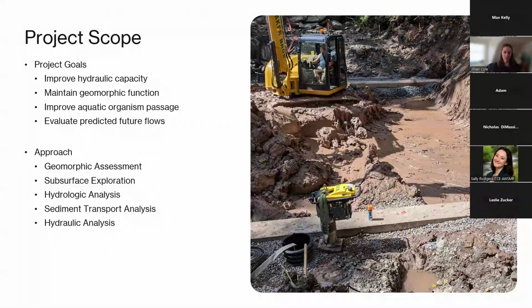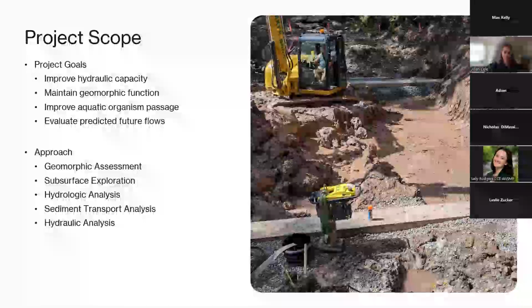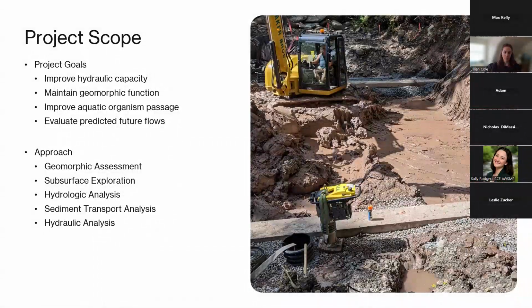In terms of the project goals: improve hydraulic capacity for this constriction, maintain the geomorphic function, so really wanting to mimic the bed form that was present both upstream and downstream of this crossing, and improve aquatic organism passage. So this crossing is over an unnamed tributary directly to the Ashokan Reservoir.